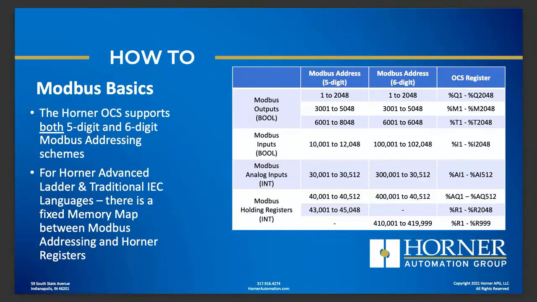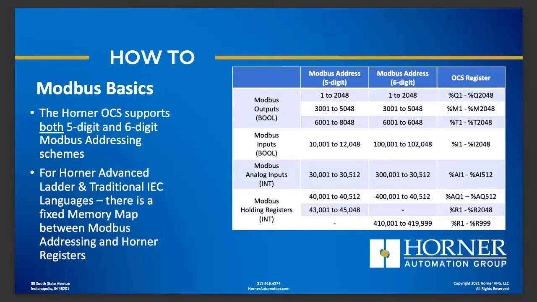Now, from a Horner OCS standpoint, we support both addressing schemes. So if your host software, whether it's SCADA software, Historian software, whatever the case may be, only supports a 5-digit scheme or only supports a 6-digit scheme, not a problem. The OCS can support both. Okay? In terms of the mapping, how does a Modbus address correlate to an OCS register location?